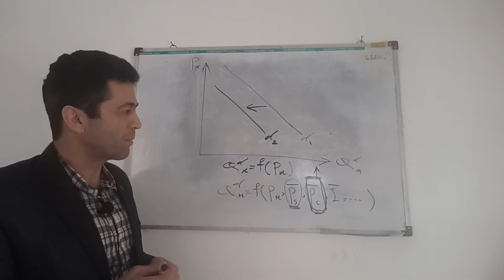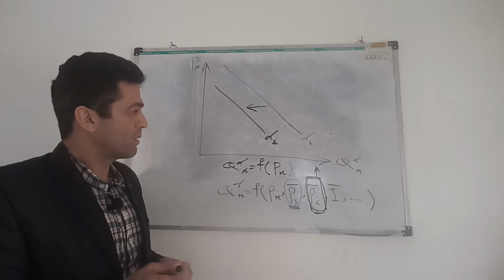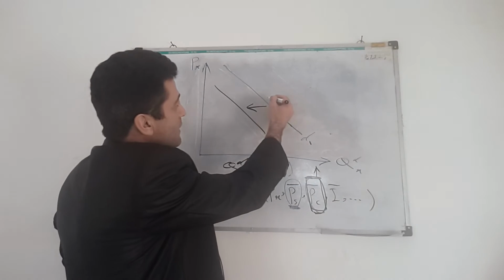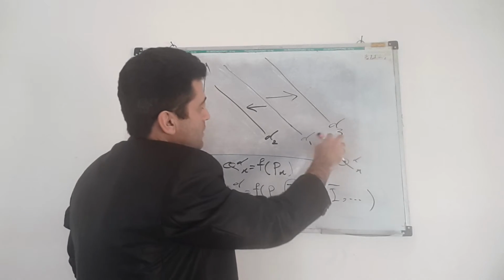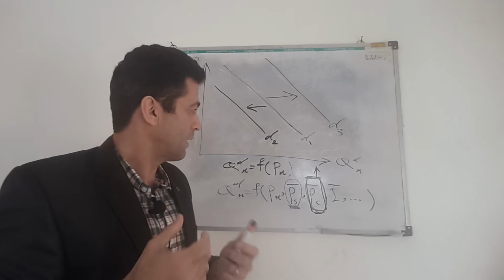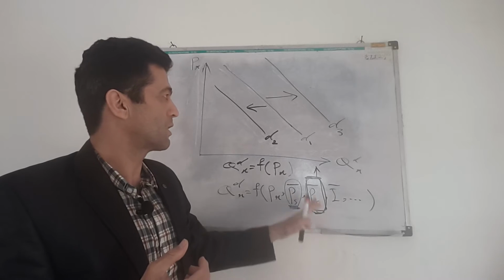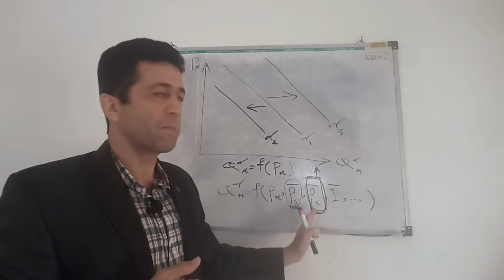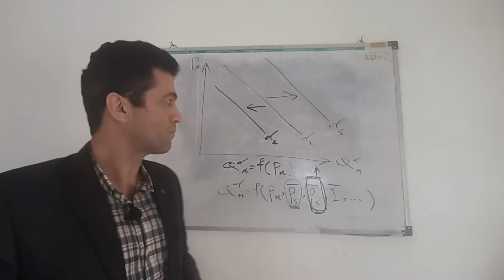When the prices of complementary goods decrease, the demand curve will shift to the right side from D1 to D3, because we have a lot of money because of the decreasing of the price of complementary goods, and we can buy much more of these two complementary goods. Demand curve will shift to the right side.